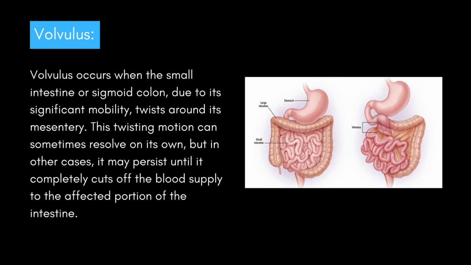Next, I'd like to talk about volvulus. Volvulus occurs when the small intestine or sigmoid colon, due to its significant mobility, twists around its mesentery. This twisting motion can sometimes resolve on its own, but in other cases, it may persist until it completely cuts off the blood supply to the affected portion of the intestine. Moving on.